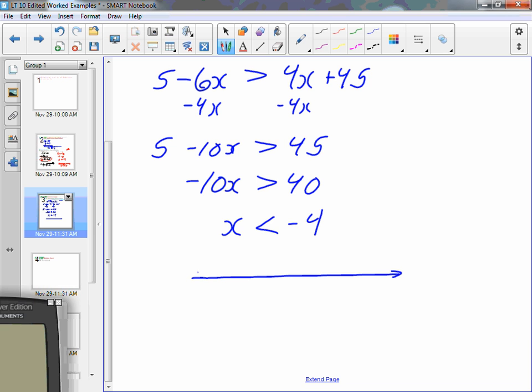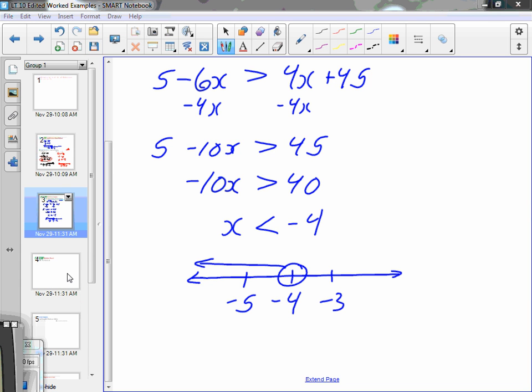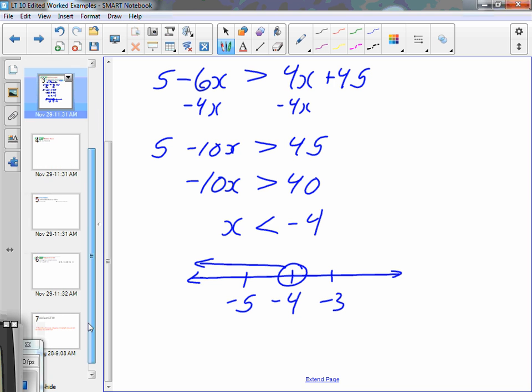So on a number line, put negative 4, put one number to the right, one number to the left. Open circle or closed circle? Open to the left or to the right? To the left. So far, so good.